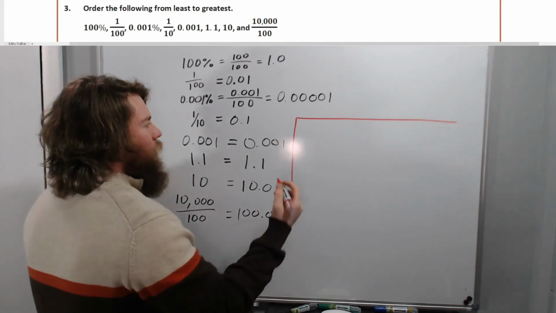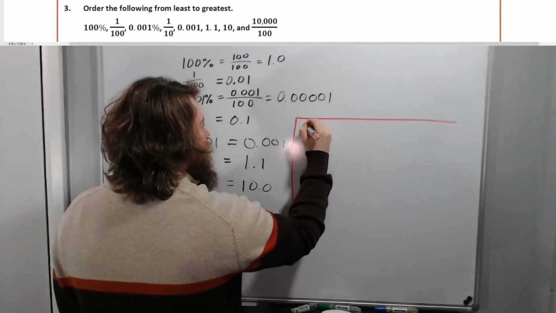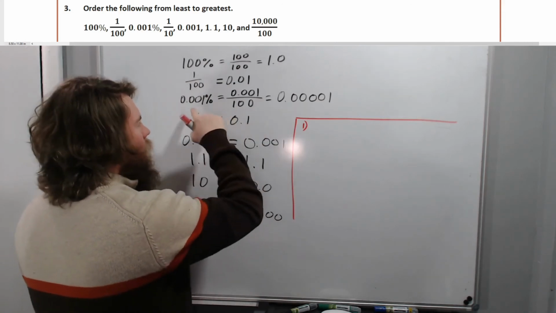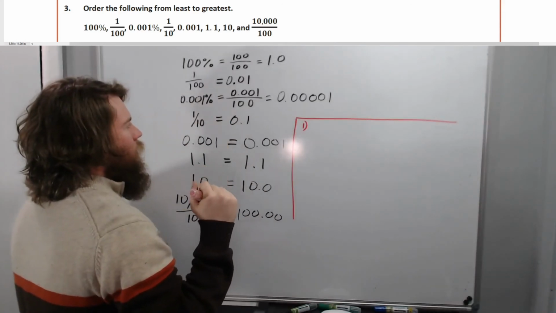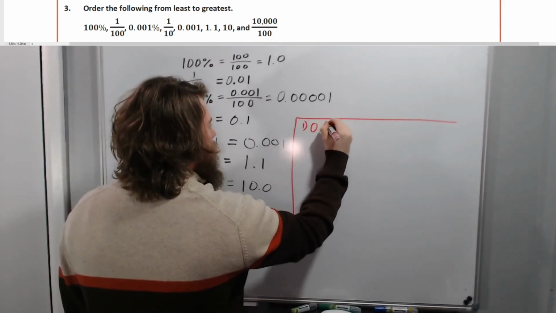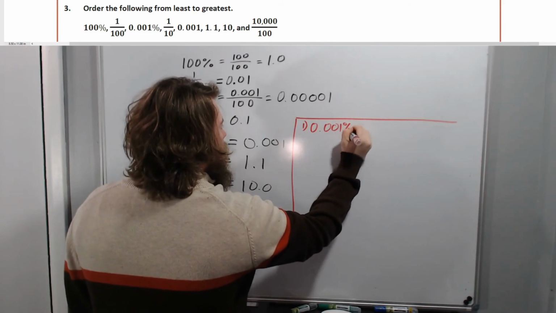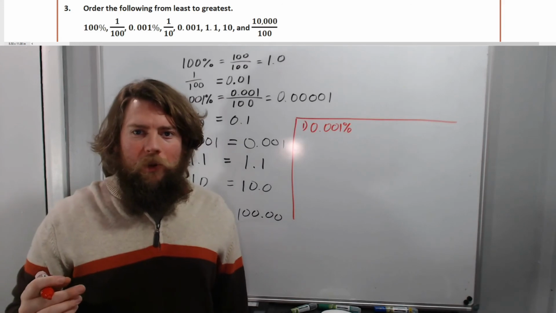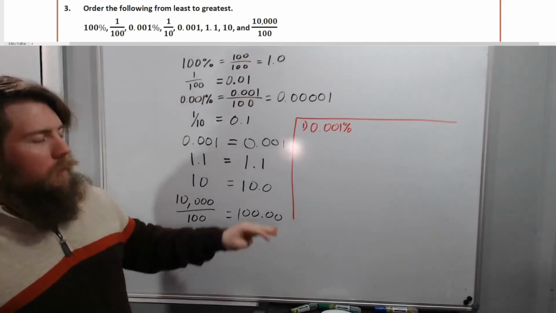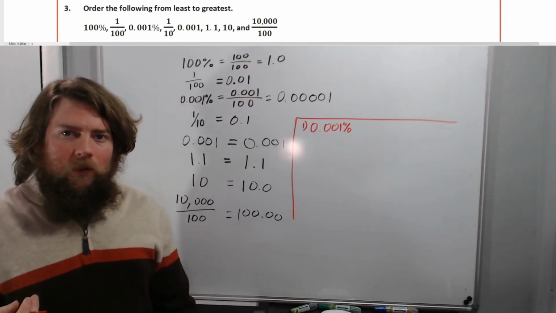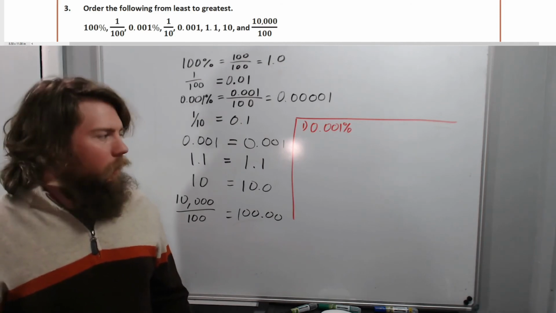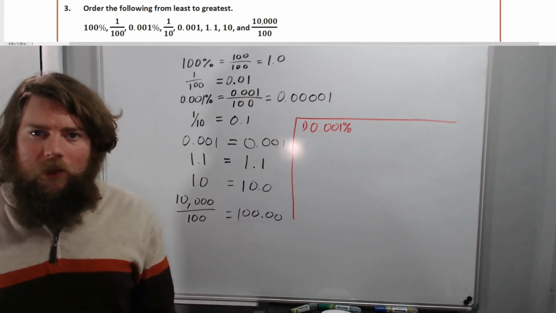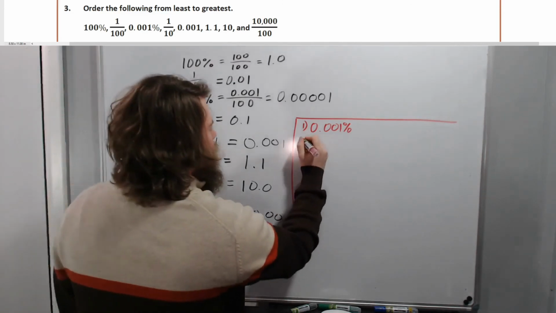Okay, so from least to greatest, number 1 is going to be 0.001%. I'm just going with the original numbers that they gave us. So I'm using the decimals that we converted to decide what's bigger, but when I write it here, I'm going to actually write the number that they provided.